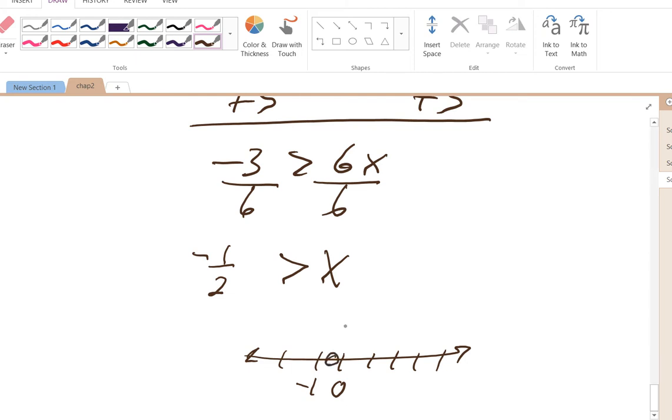Open, good. It doesn't have an equal to, so it's got to be open. Tricky part is which way are we going to shade? Because this says x has to be less than -1/2. So which way are we going, left or right? We got to go left. Because we didn't write the x first, we can't use that little trick that says shade that way. So you got to be careful with that.